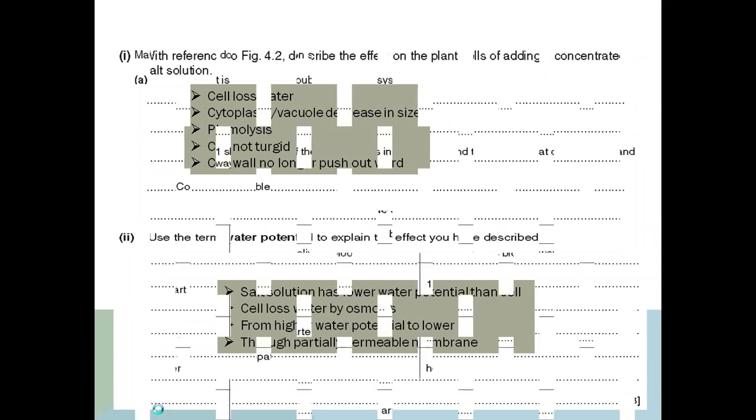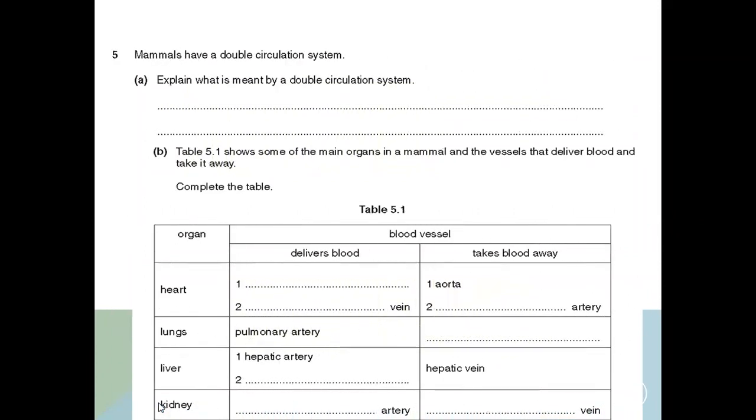Okay, all right. Now let's move toward another question. Explain what is meant by double circulatory system. So we know the double circulatory system is actually the system in which blood is moving in our body. Let's suppose I consider one of the cells in my lungs.